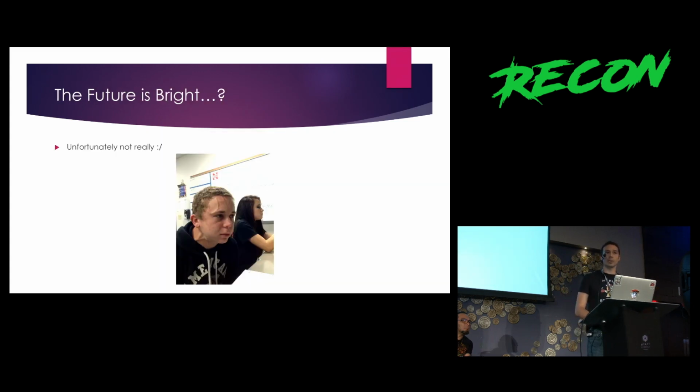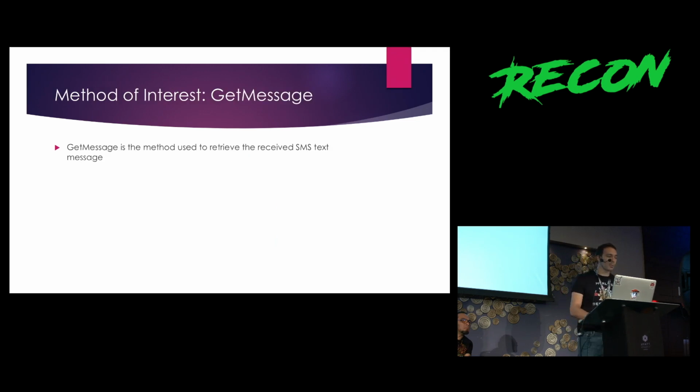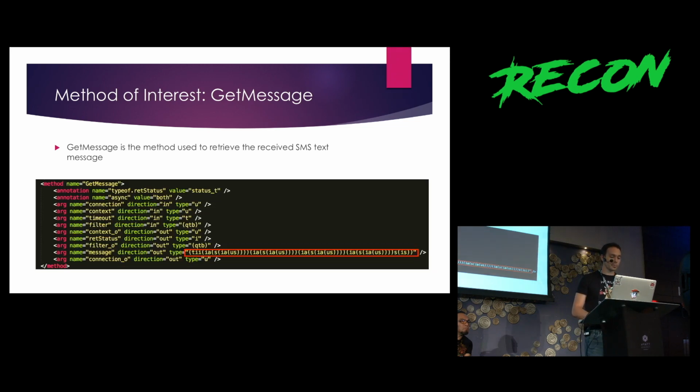So we thought that dbus was our best option because of all these different functionalities and how easy it was supposed to be to use. But soon we realized that it was not that simple. Our first method of interest, get message, is the one that the infotainment system uses to fetch from the mobile phone the messages that it has received.